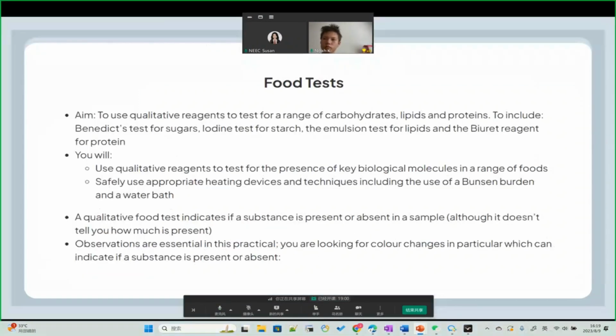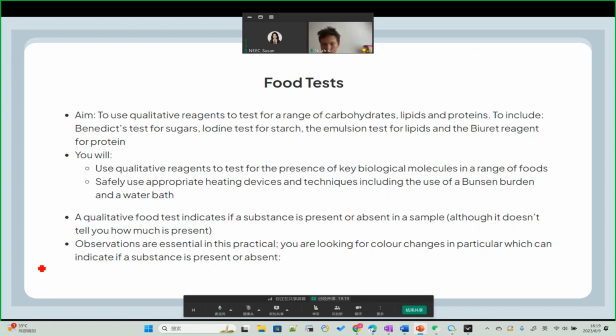So firstly, about the food test. Have you done such an experiment at school? Probably multiple times. I remember the food tests I need to know. There might be some that I still don't know. Okay. Yeah. So we just start with it.